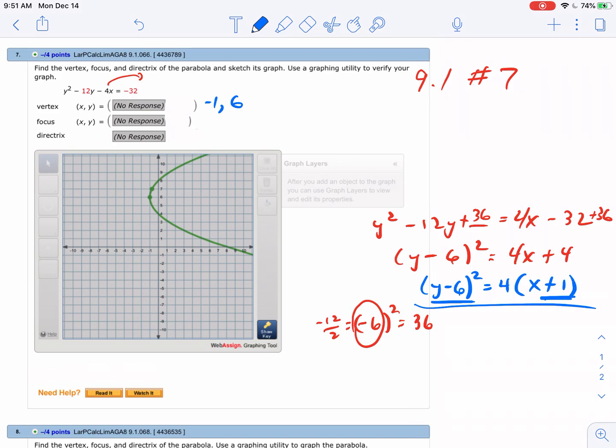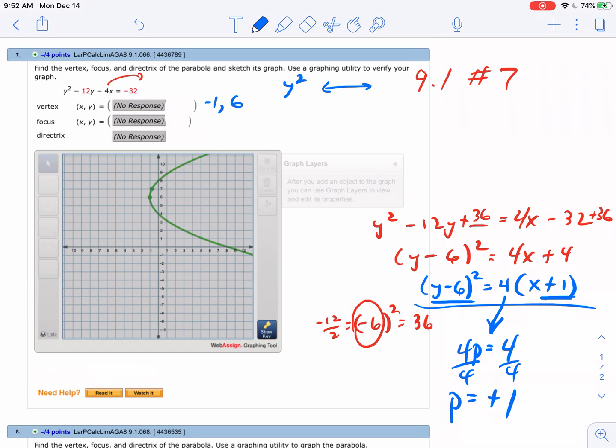The focus then, we have to determine what's going on with our graph. So I left the answer key right there. How do we know it's going sideways? Well, because y is squared, I know my parabola will go left or right. And so then I'm going to do this 4p equals 4. So you bring the 4 down, so 4 equal to 4p, divide by 4 on both sides. I'm getting a p value that is positive 1.